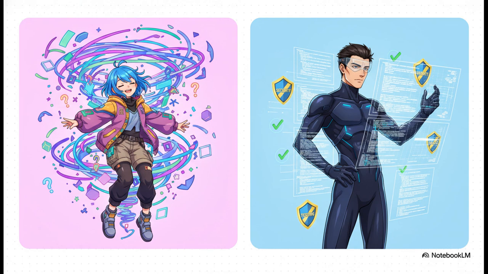Vibe engineering, on the other hand, is the disciplined, professional approach. You're still using AI agents, but you're integrating them into best practices. You review the code, you test it, and you actually understand what it's doing.